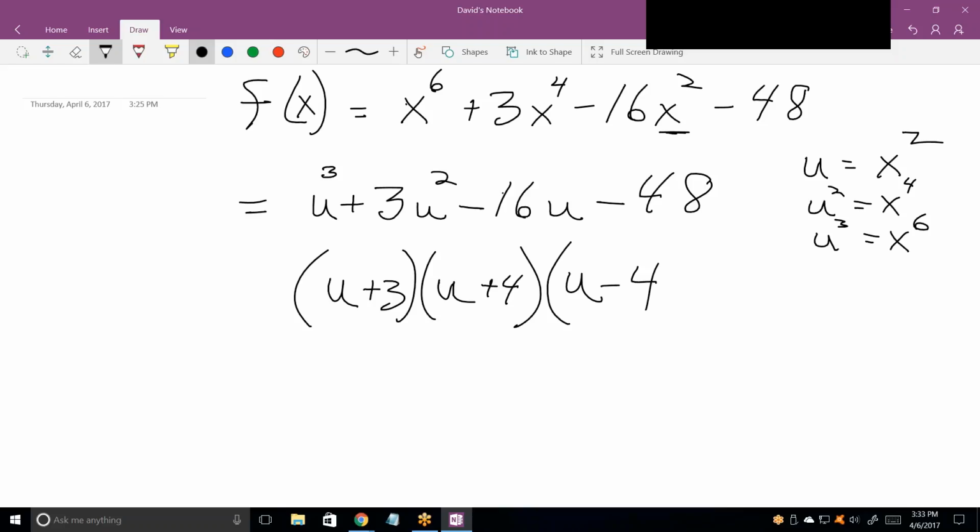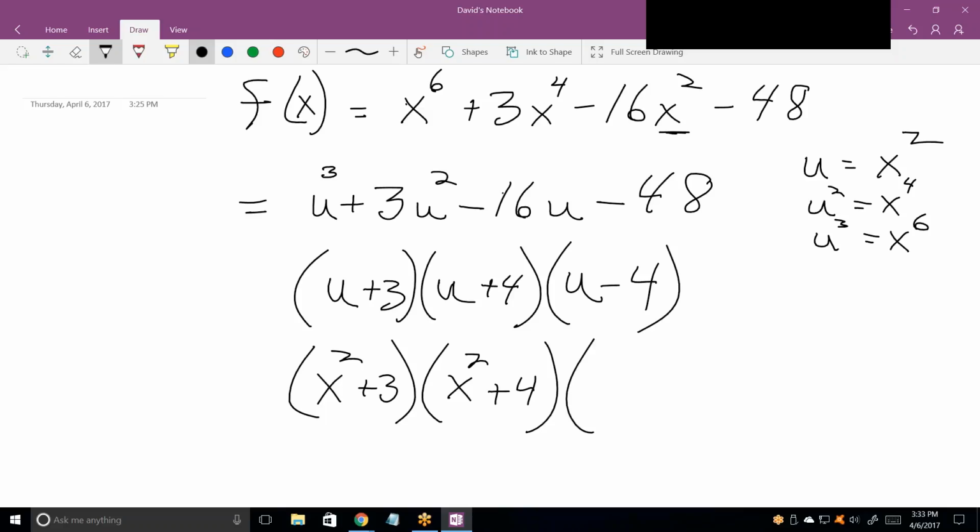And now I go back and I resubstitute. So this becomes x squared plus 3. This becomes x squared plus 4. And this becomes x squared minus 4, which becomes x minus 2 times x plus 2. That is an irreducible quadratic, so is that.